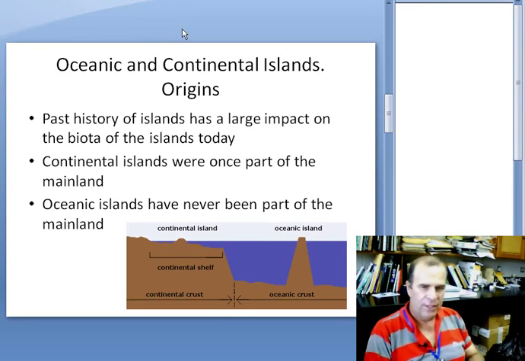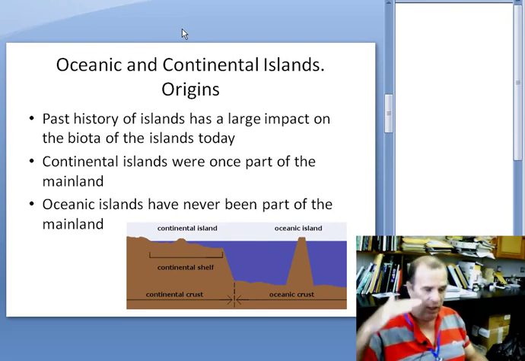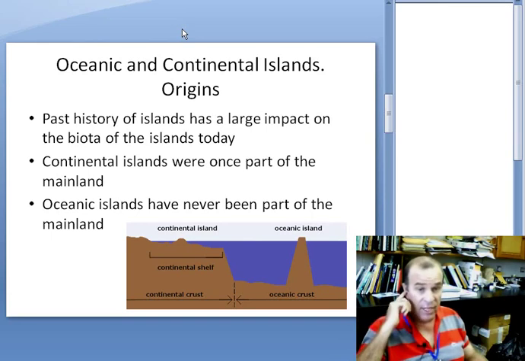And there are two ways in which an island can be created. The first one is the island can be lifted up, so the land rises above the ocean. And the second way in which an island can be created is when the sea levels change. So the sea level goes down and creates an island. Now, the process which creates a continental island is usually the latter.